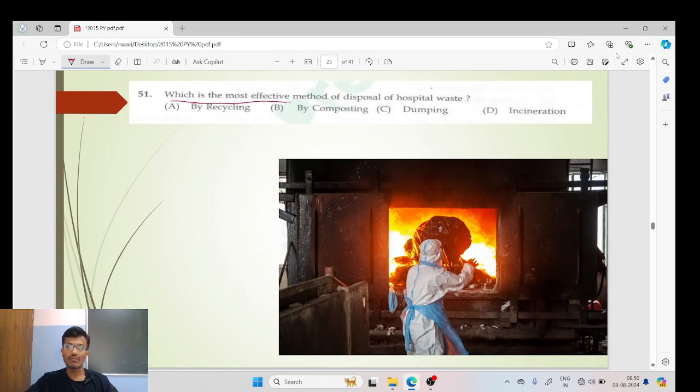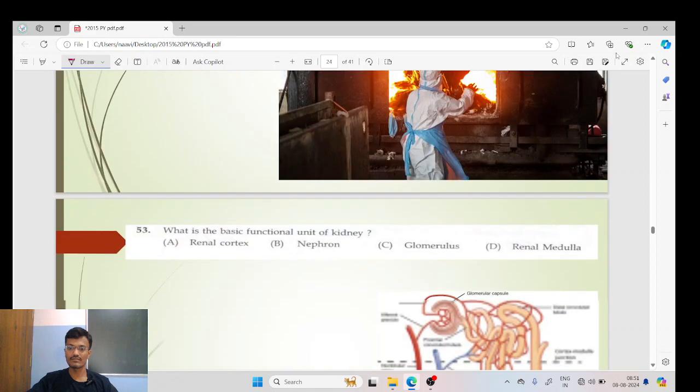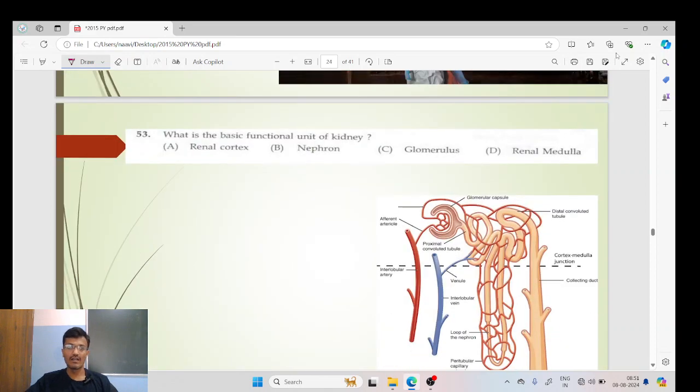Which is the most effective method of disposal in hospital-based management? There are recycling, composting, dumping, and incineration. The best answer for the most effective disposal in hospital-based management is incineration. Yes. Which is the basic functional unit of the kidneys? That is called the nephron.